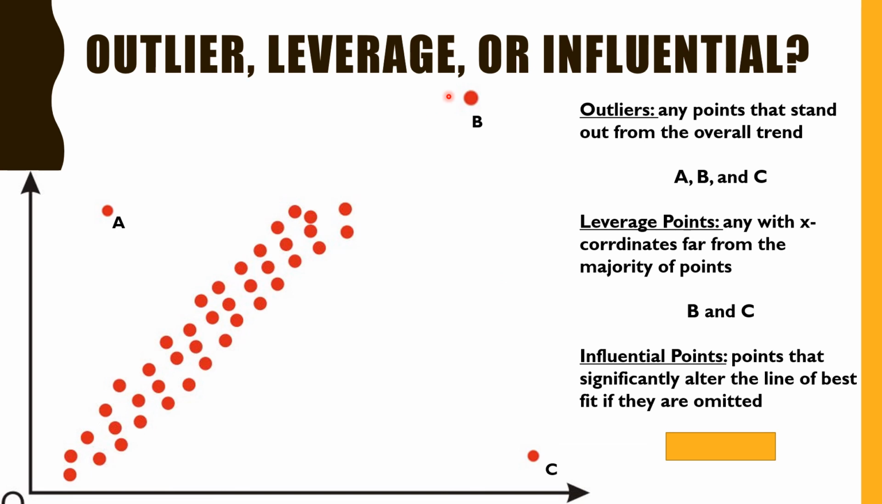But if we look at letter B, B is right in line with the rest of our data. So even though it is an outlier and even though it's a leverage point, it actually would not be an influential point because it's not going to significantly alter our line of best fit. So hopefully by now you're feeling pretty confident in identifying outliers, leverage points, and influential points. And I hope you also see the impact that extrapolation can have on our linear analysis.